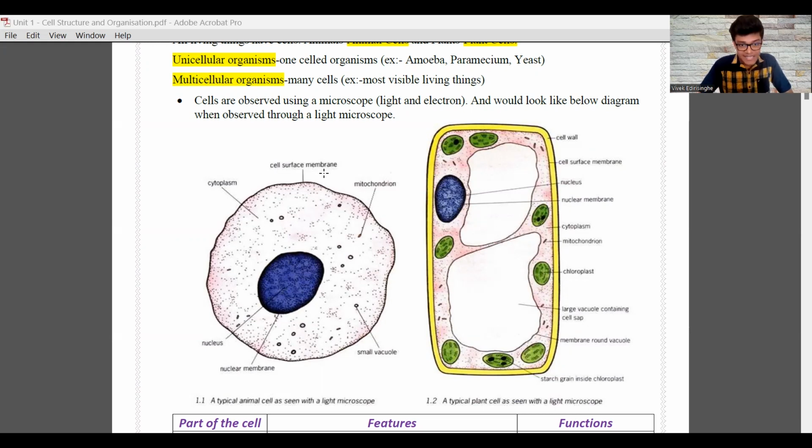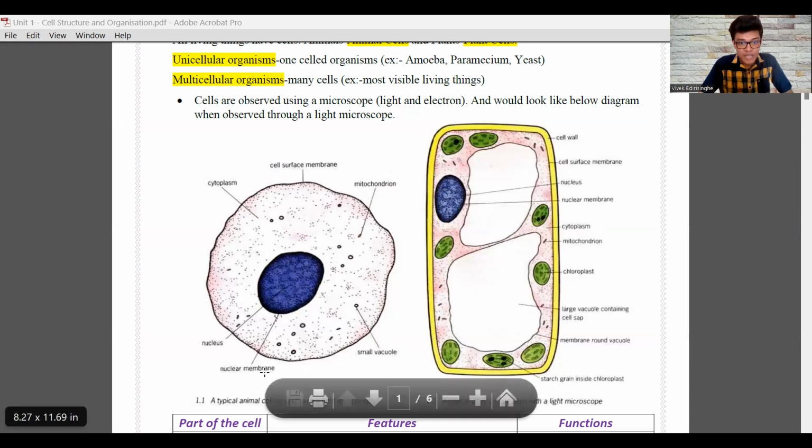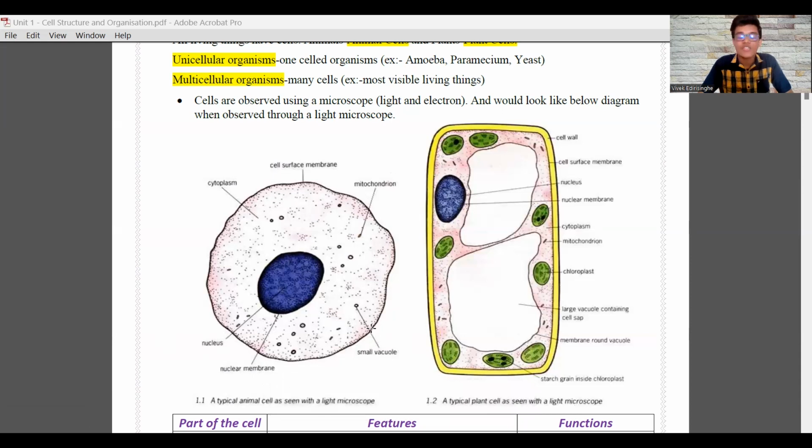So have a quick understanding. Animal cell: cell membrane, mitochondria, cytoplasm, which fills the entire cell, the nucleus and the nuclear membrane, and small vacuoles. In most cases, animal cells do not have vacuoles, but in some cases, there will be small vacuoles present.